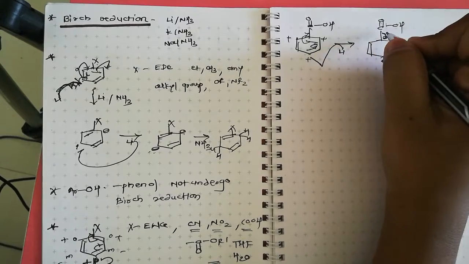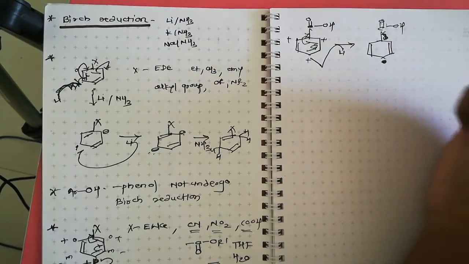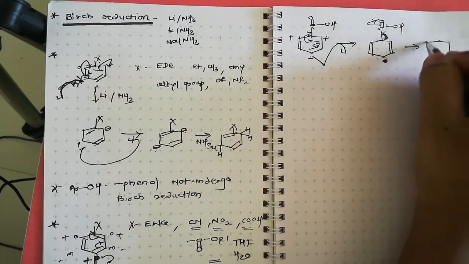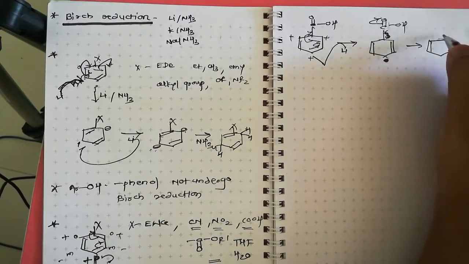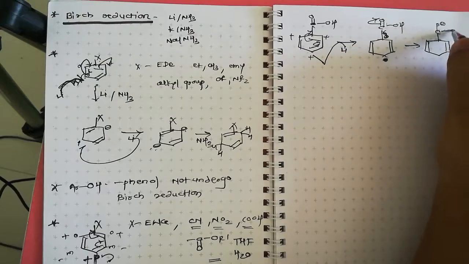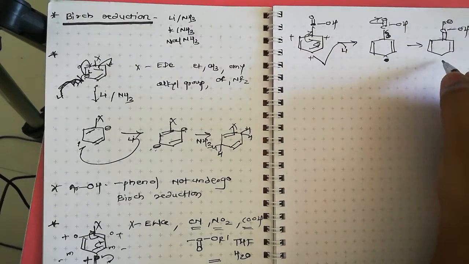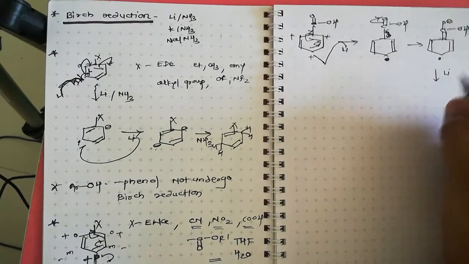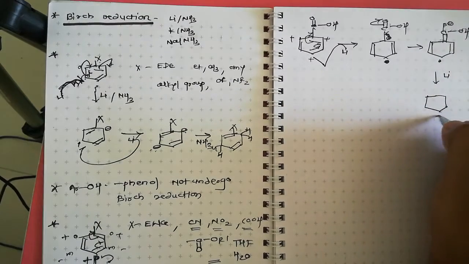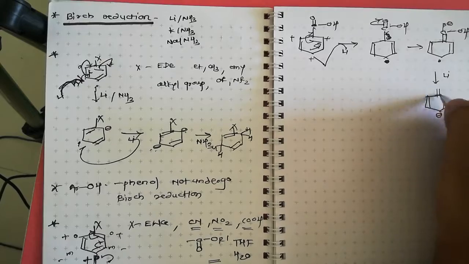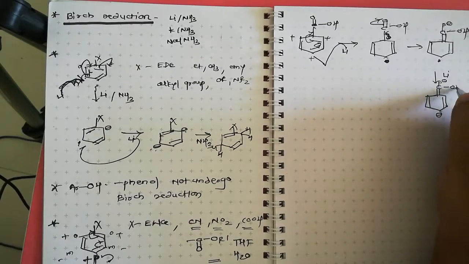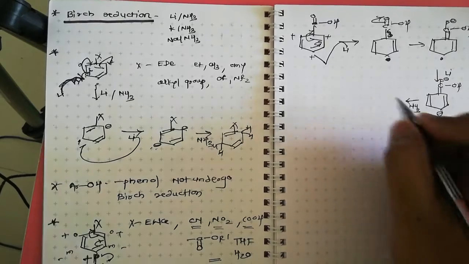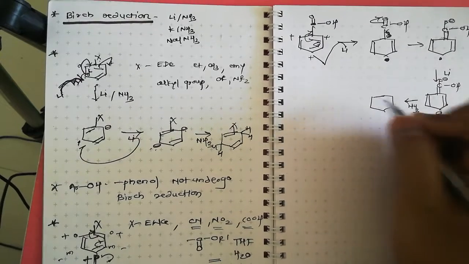Then this negative charge donates its electron, a double bond forms here, and this bond breaks, and here O minus, here we get CO minus OH, here a double bond, here an electron. Then lithium transfers its electron to this radical, and we get a negative charge here, and here O minus, here OH. Then ammonia transfers its proton to this negative charge, and we get this product.